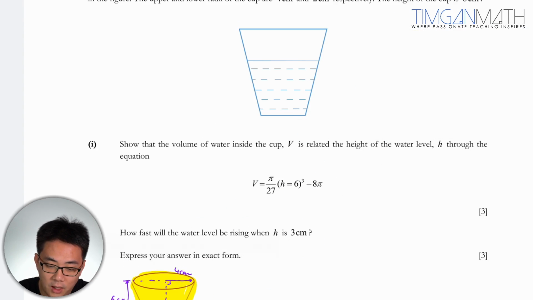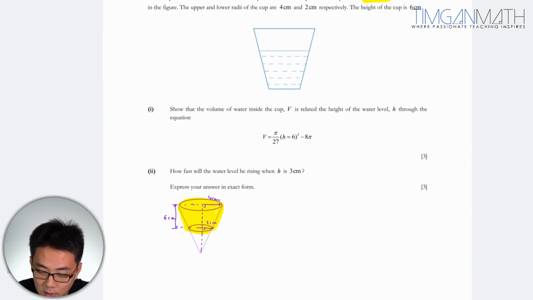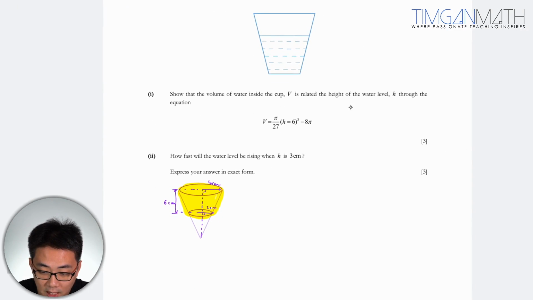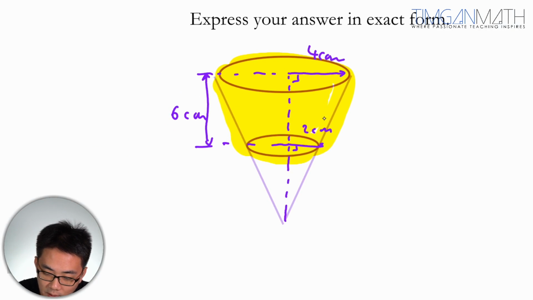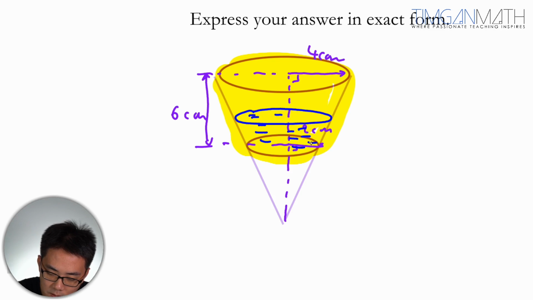Because if not, how would you be able to find? So show that the volume of water inside the cup V is related to the height of the water level H through this equation. Okay, great. So meaning if I want to find H here, the water level is here, right? So this would be my water level. And this will be height H. So we're told to show that.